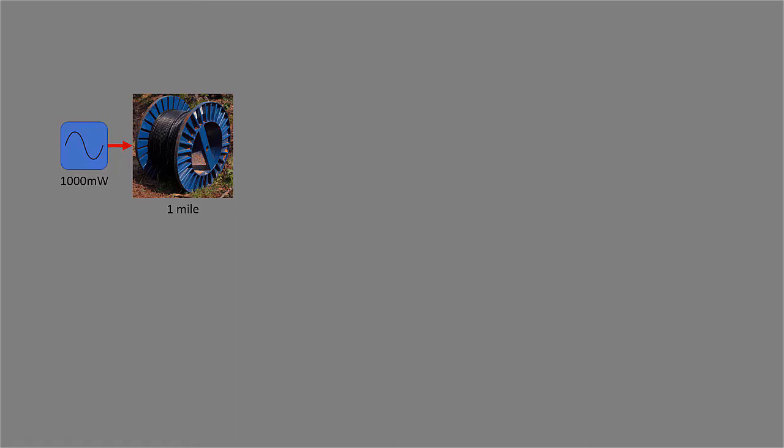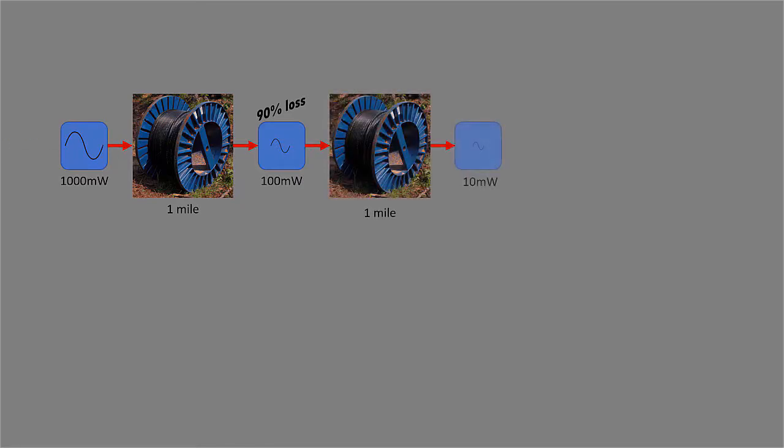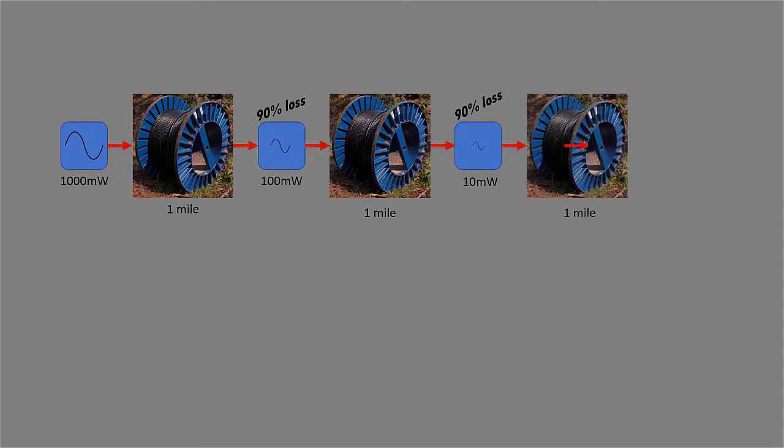They discovered that the signal measured 100 milliwatts, or exactly 90% less than the original signal strength. Next, they attached a second mile of cable to the first and found that the signal dropped another 90% by order of magnitude. In other words, only 10 milliwatts of signal was measured after 2 miles. Then, a third mile of cable was attached to the first two, and their findings were the same. 90% more signal loss, or only 1 milliwatt of signal remained.